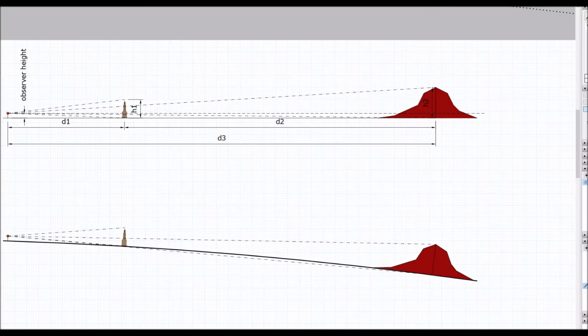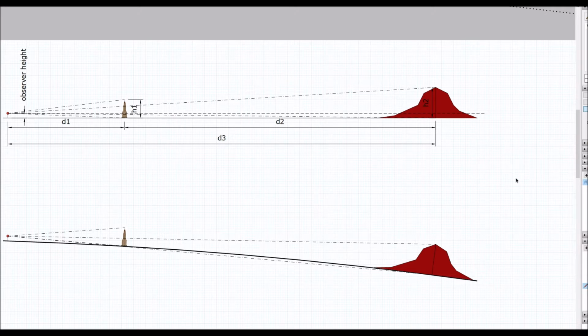So what I've got here are some slides that I put together, and these are diagrammatic. They are not to scale. They represent an observer. We see the observer at the far left of the frame, a little red circle, and a smaller object and a larger object further away. In one case we're looking at a flat ground plane, and in the other a curved ground plane.